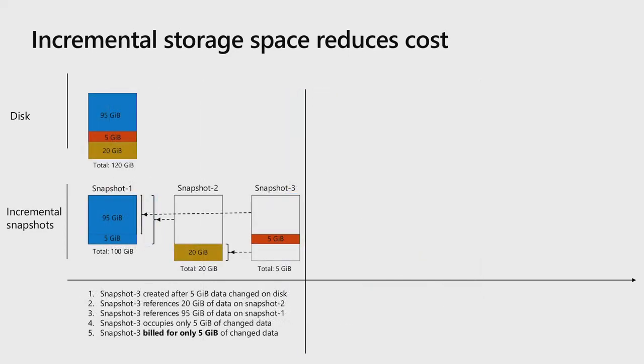Now, let's take another example. Let's say before you take the third snapshot, 5 GB of data changes on the parent Managed Disk. When you take the third snapshot, it is going to store only 5 GB of data, and you will be billed only for 5 GB of data, reducing your cost drastically.